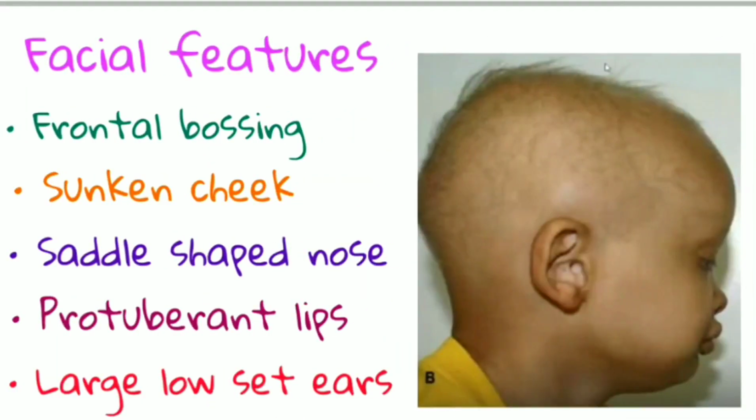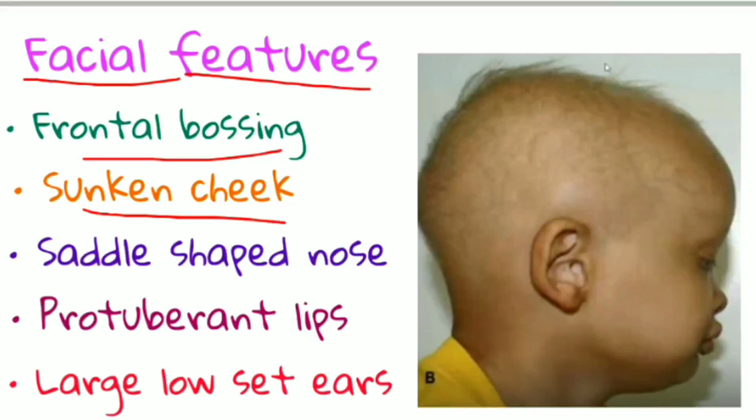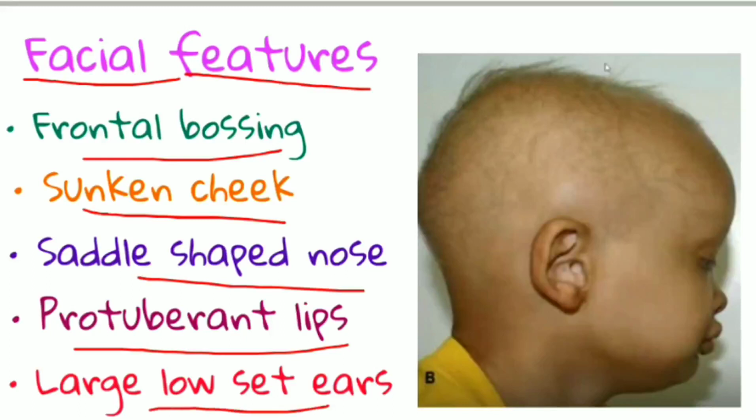In ectodermal dysplasia we see some typical facial features. Frontal bossing can be seen, shrunken cheeks, a saddle shaped nose, protuberant lips, and large low set ears. You can see in this picture the frontal bossing and shrunken cheek. Here the saddle shaped nose is seen, as the nasal bone is not that prominent. The lip is protruded, and the large low set ears can also be seen. These are all the typical facial features in ectodermal dysplasia.